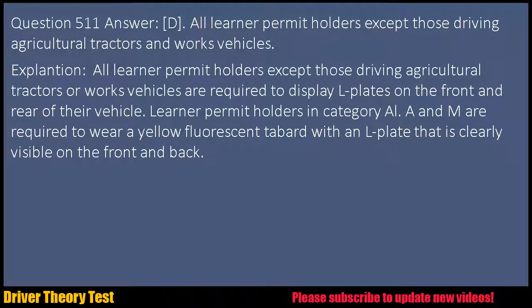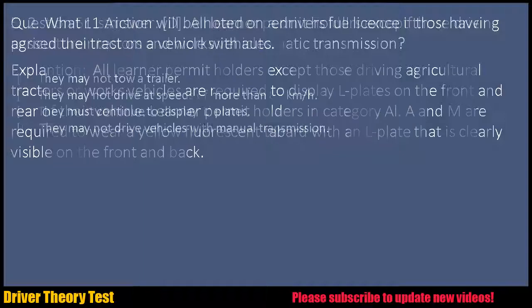Question 511. Answer: D. All learner permit holders except those driving agricultural tractors and works vehicles. Explanation: all learner permit holders except those driving agricultural tractors or works vehicles are required to display L plates on the front and rear of their vehicle. Learner permit holders in category A and M are required to wear a yellow fluorescent tabard with an L plate that is clearly visible on the front and back.